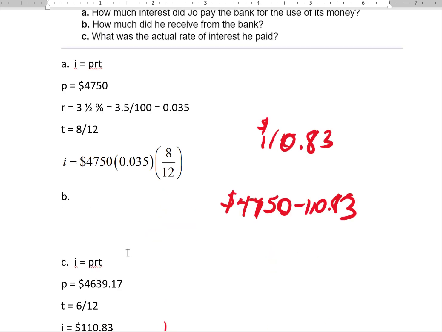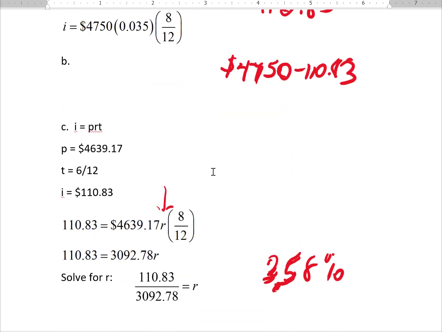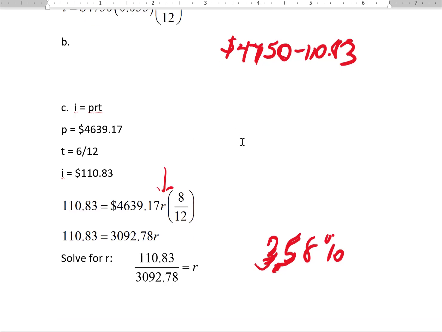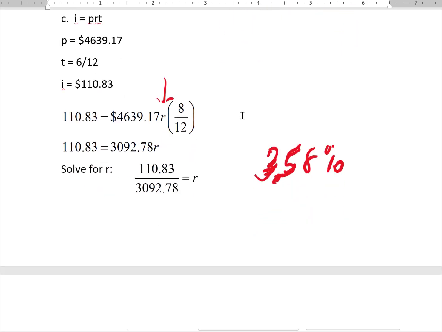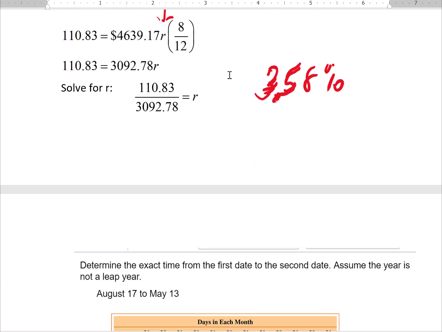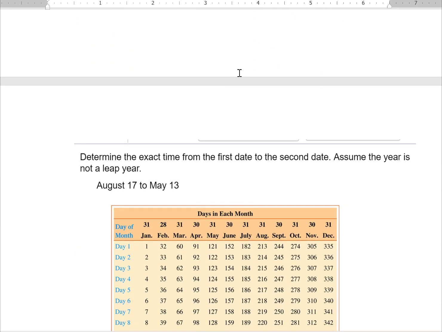So a little bit higher than the actual stated rate of 3.5%. So in a discount note, the actual rate paid is going to be slightly higher than what was stated because the interest is paid up front and you don't actually get as much money as you would if you were paying the interest at the end.